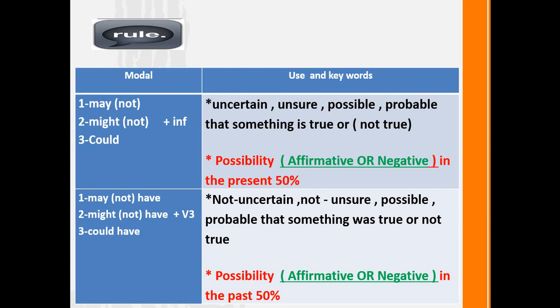Number 2: may not have plus verb 3 or may have plus verb 3, might not have plus verb 3 or might have plus verb 3. Number 3: could have plus verb 3, and again we do not have couldn't have plus verb 3. When we are not sure, not certain, and something is possible, probably that something was true or was not true, we call it a possibility, affirmative or negative, in the past. Again, we are sure, but only 50%.